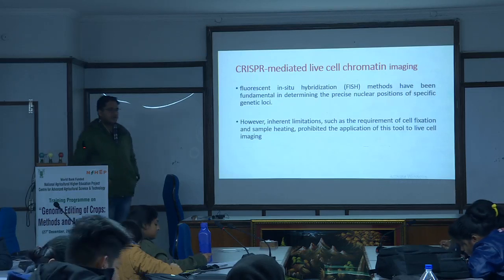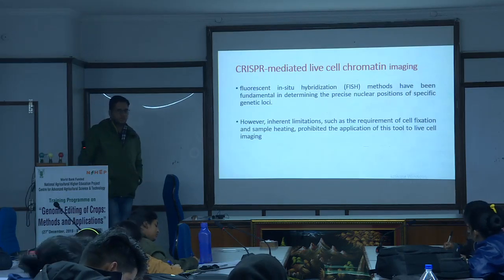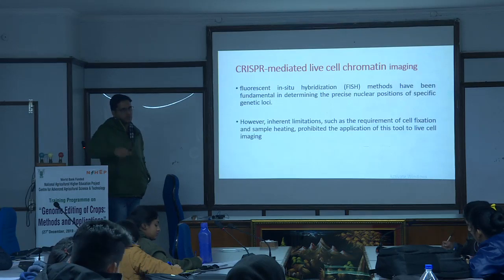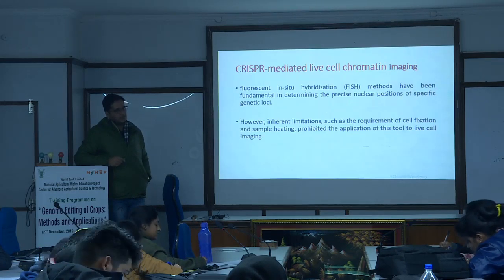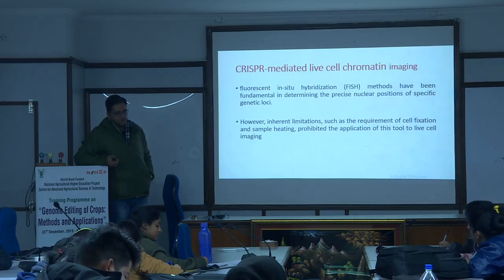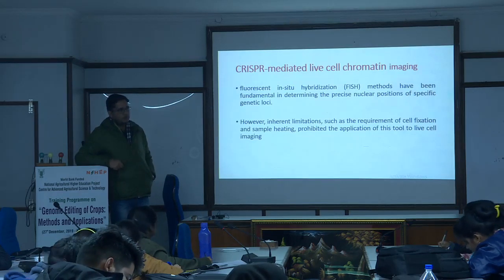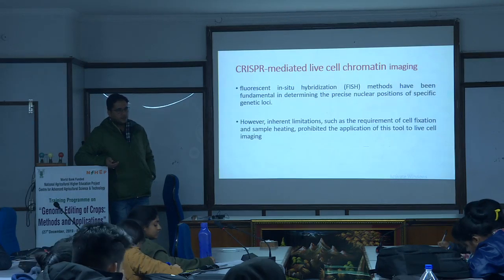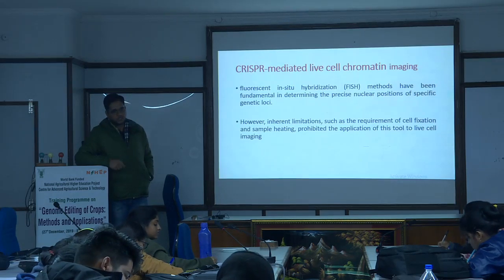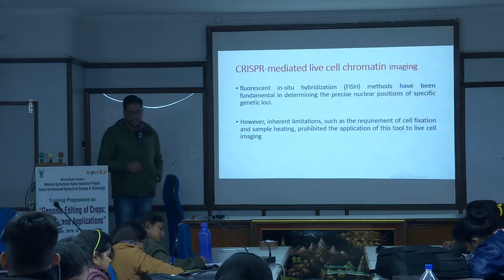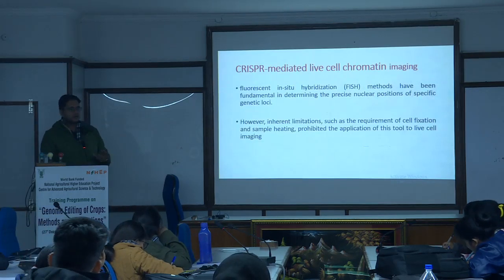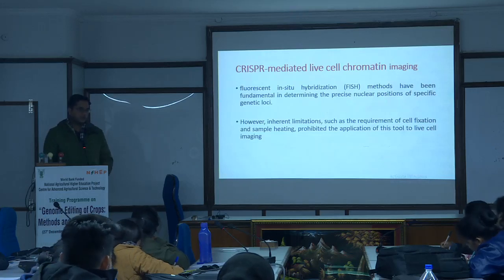Now the final thing is that when we do routine work in a lab, we sometimes feel the need for imaging. Chromosome imaging is normally done by fluorescent in situ hybridization. You might know this from your bookish knowledge. You go for FISH. The only challenge here is that you need to fix your tissues. You cannot go for live cell imaging.